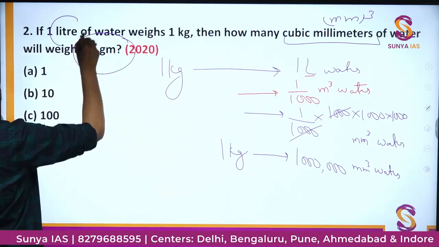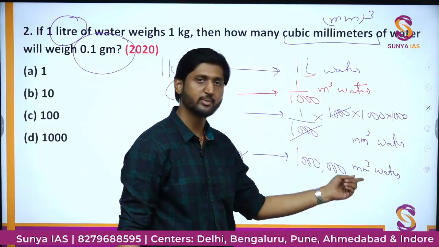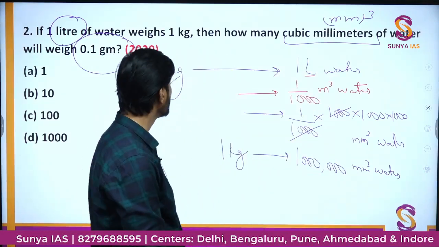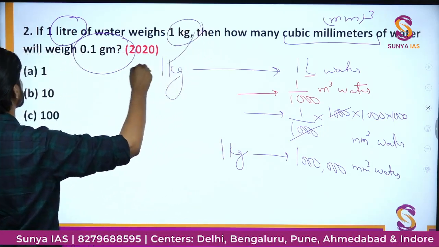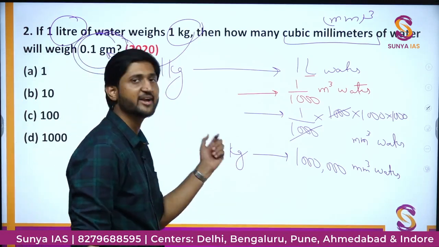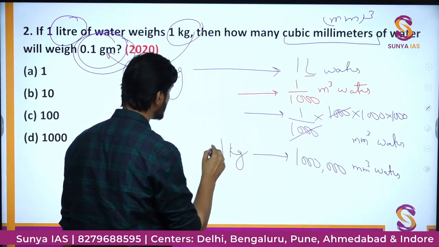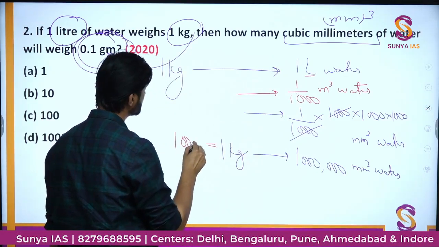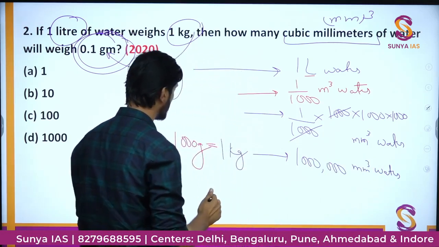Now we have sorted one part of the thing, which is we have converted the volume which is given in liter into millimeter cube. Now we have to convert the unit of kilogram. From 1 kilogram we have to convert it into 0.1 gram. So now we will work on this side. And now you know that 1 kilogram is nothing but 1000 gram. So 1000 gram contains this much millimeter cube of water.